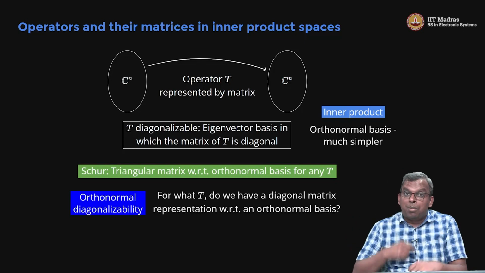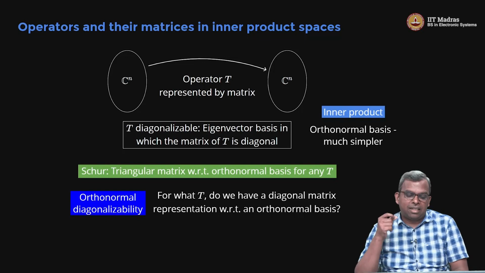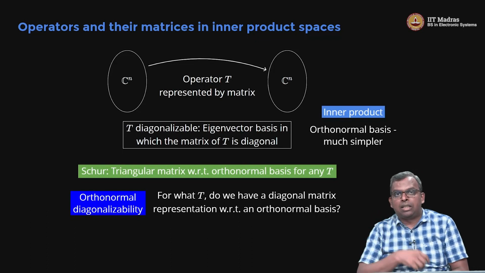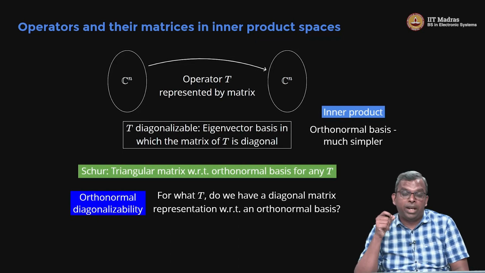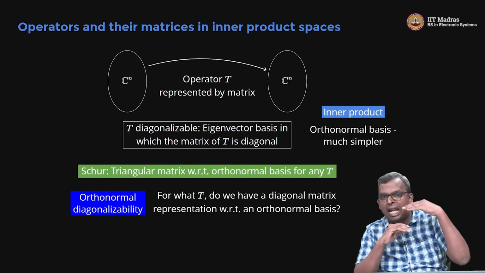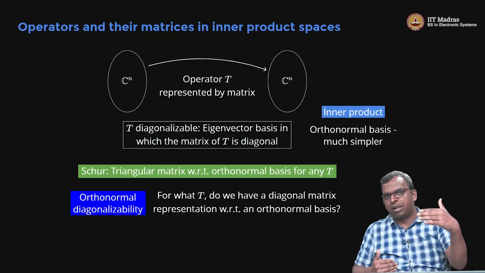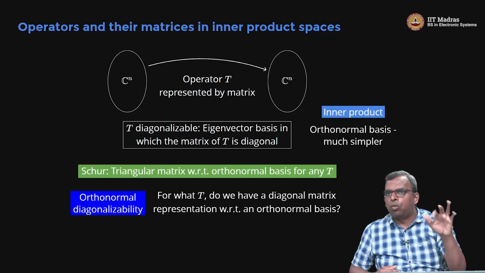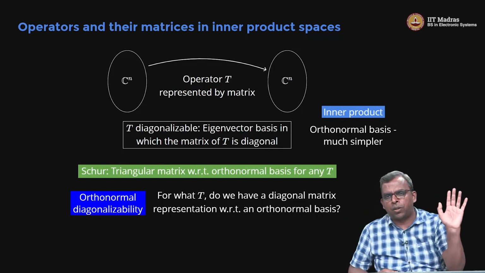But then maybe the next interesting question is orthonormal diagonalizability. For any operator T, is it possible to have a diagonal matrix representation with respect to an orthonormal basis? Notice the difference between diagonalizability and orthonormal diagonalizability. In diagonalizability, I am not interested in orthonormality at all. I just want some basis of eigenvectors so that my matrix will become diagonal. That may or may not be possible.